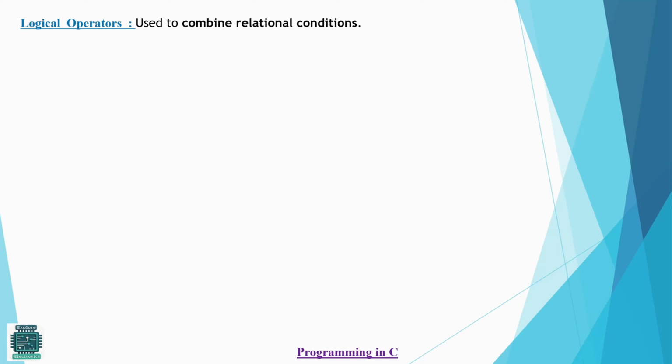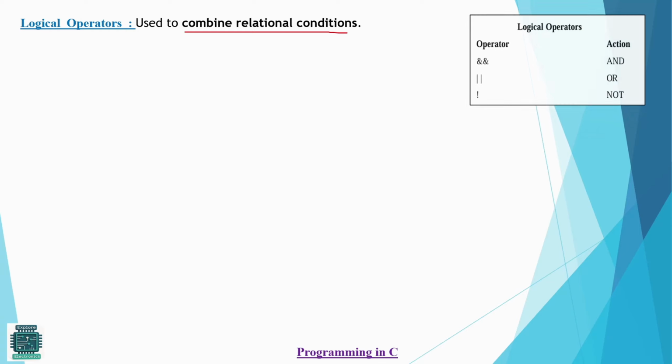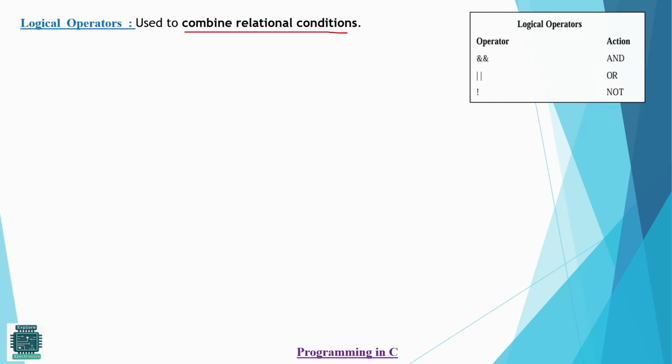And the next operator is the logical operator. Logical operator is used to combine relational conditions. In the previous part you have studied relational operators. Now to combine those, we will use logical operators. The logical operators are and, or, not, and these are the symbols which are used to indicate them.